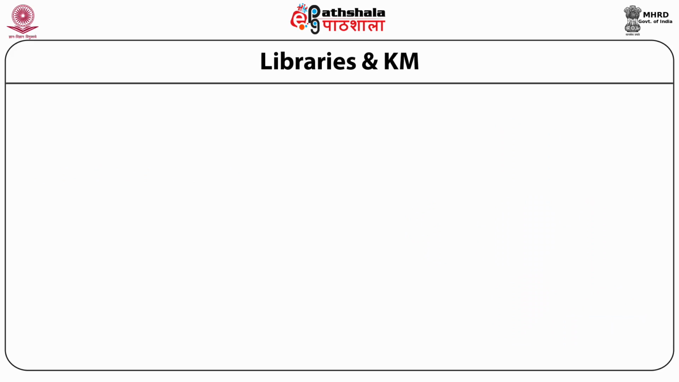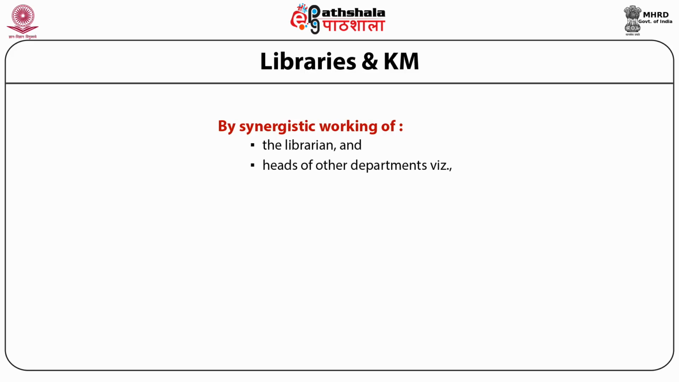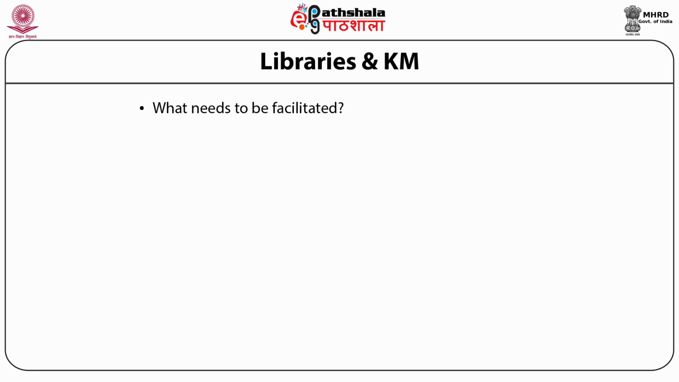Such a system, a robust KM system, can be designed by synergistic working of the librarian and heads of other departments like planning, human resources, information and communication technologies, finance, etc. in a cohesive manner will aid in the development of a robust knowledge management system in an organization. What needs to be facilitated in order to develop a knowledge management system?